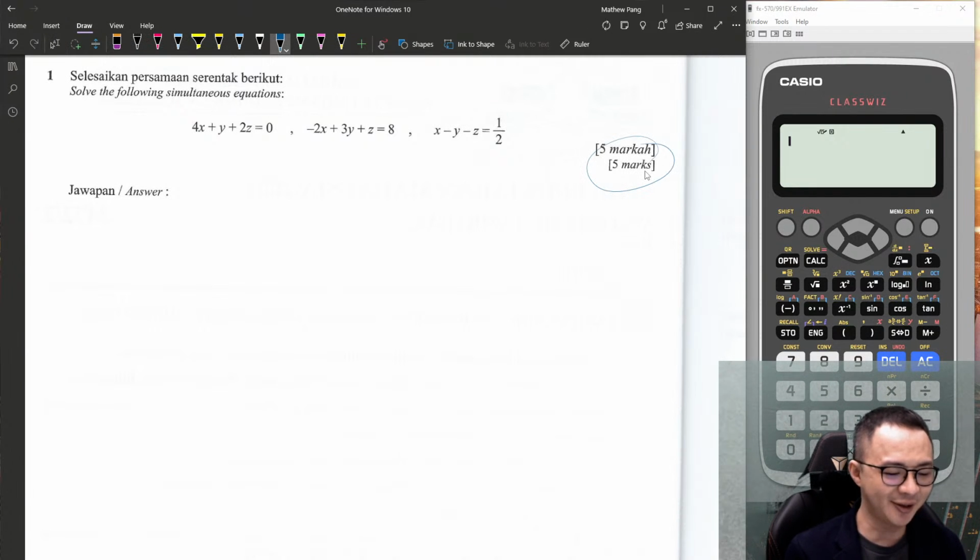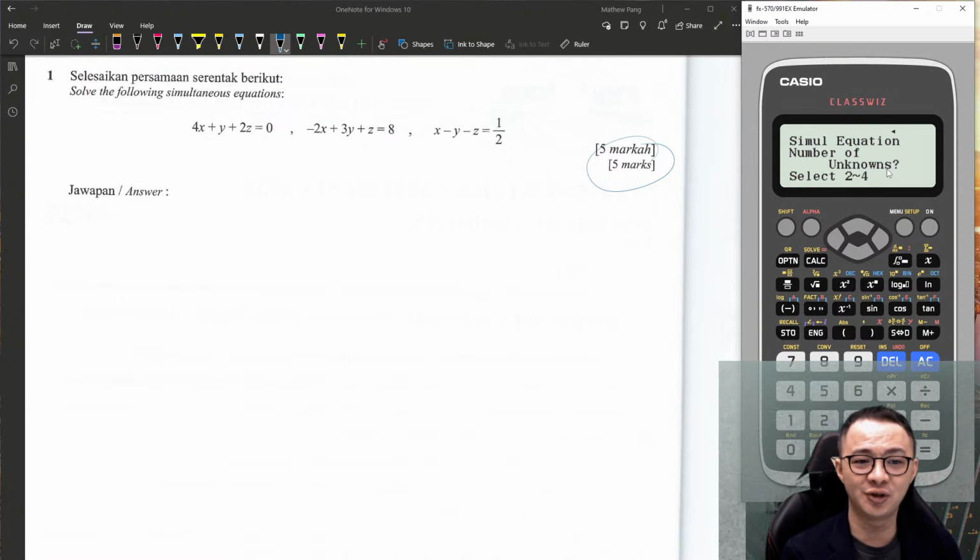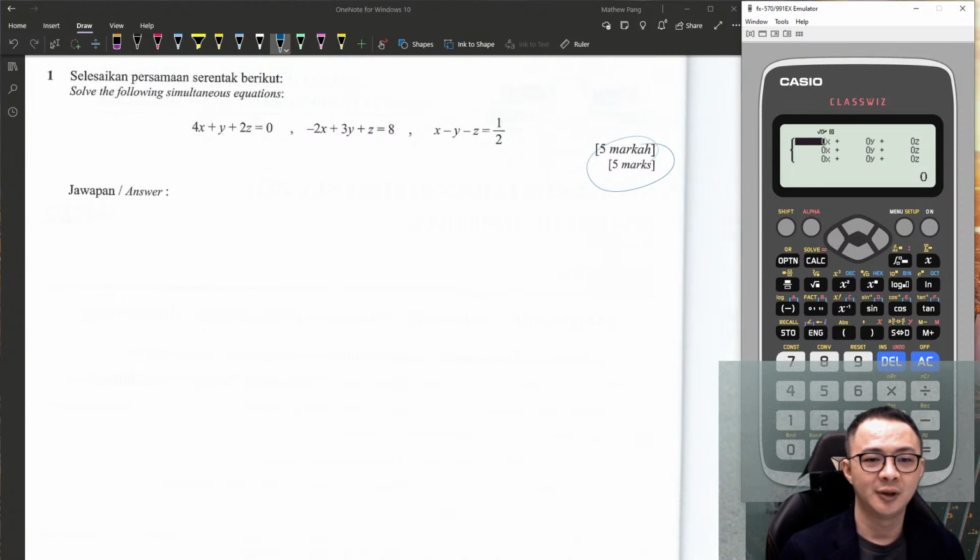Okay, first thing, the good news is this 5 mark you can always type in the calculator. So let's teach you how to type over here. You just go to equation, choose simultaneous number 1, and the unknown over here you can choose 3. So this one, the first equation, 4x, 4, y is 1, z is 2, and this is 0, nothing. I typed too many 0.